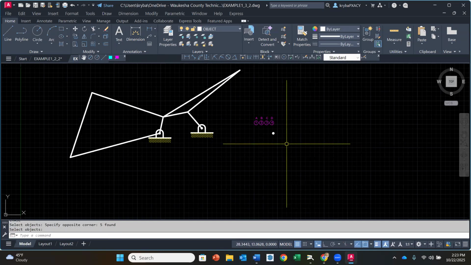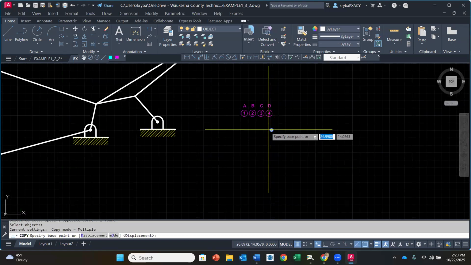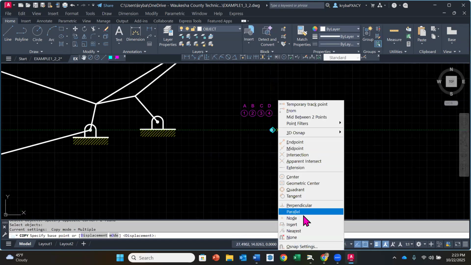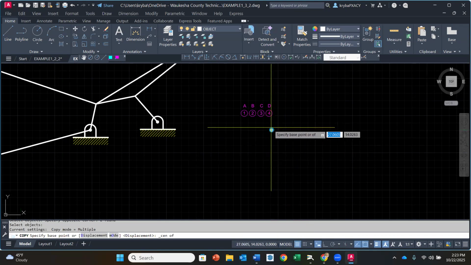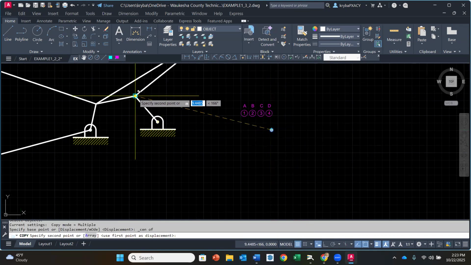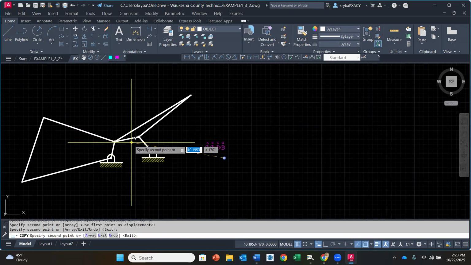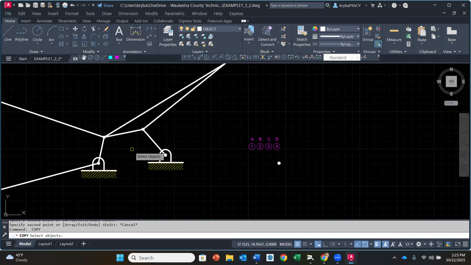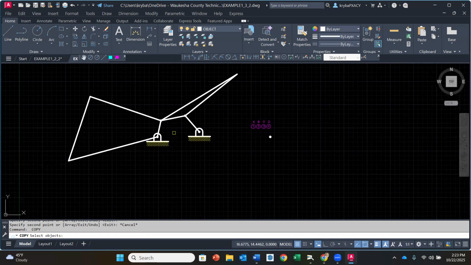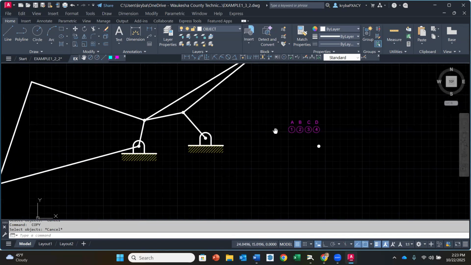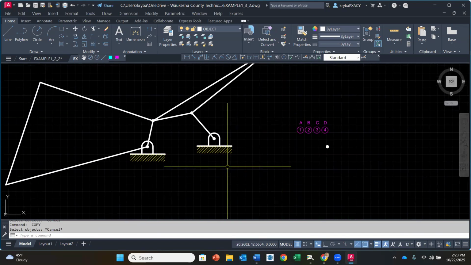There we go. And then I'm going to copy my pin joint from its center to the endpoints where they need to go, which I think is just those two. Yeah, okay. Once these are in place, now I can get my labels and put them where they need to go. So I'm going to copy again.